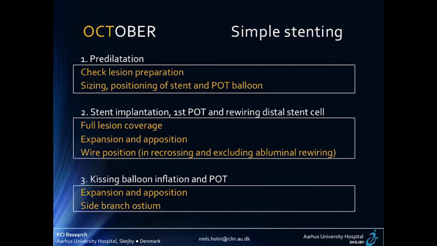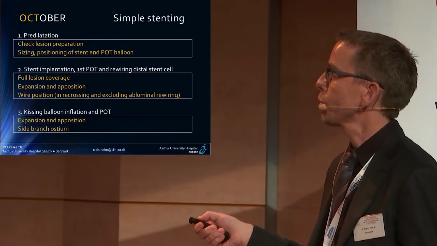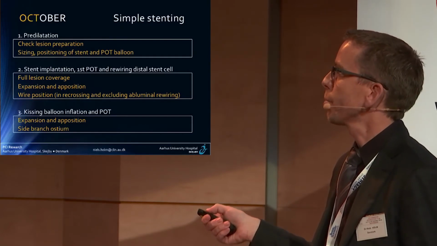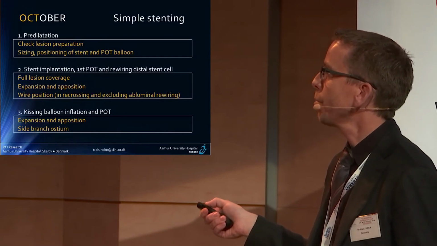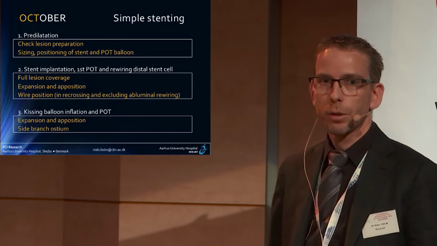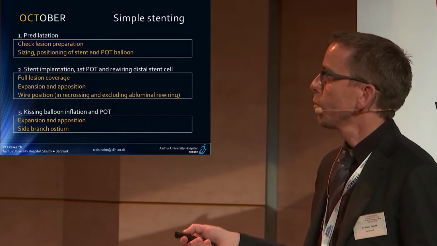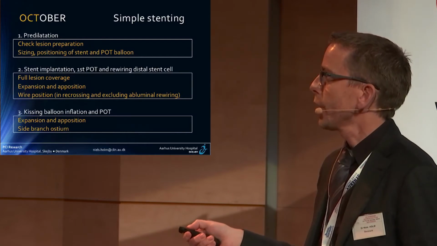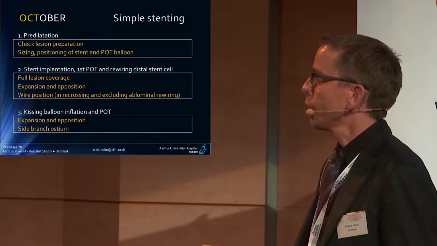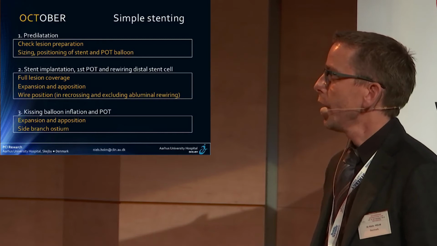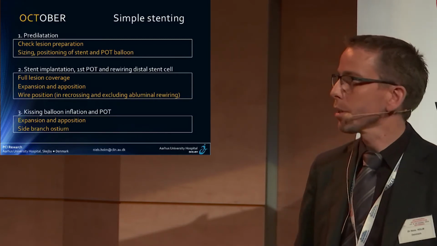We will check that we actually got full lesion coverage, that we got expansion and position, and we will check the wire position, excluding abluminal rewiring. After that, we'll perform kissing balloon inflation and POT, and we'll check with the final pullback that we actually achieved good expansion and position, and we have a good result in the side branch ostium.